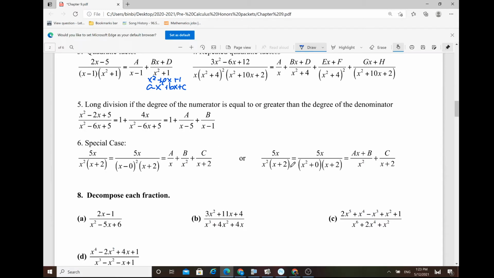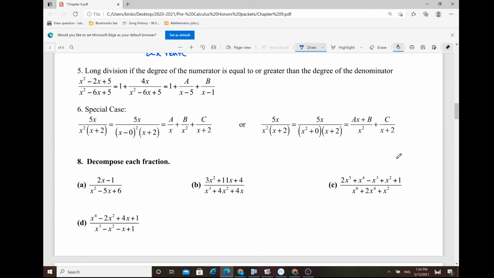Or you can do it this way, where you just convert that as a quadratic factor. So Ax plus B, just put that on the top. And then for the linear factor, just put in C over x plus 2. Eventually, for A, B, and C, you'll end up with the exact same result. So now, let's do some examples here.